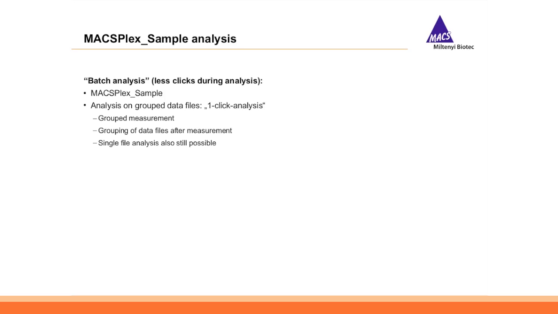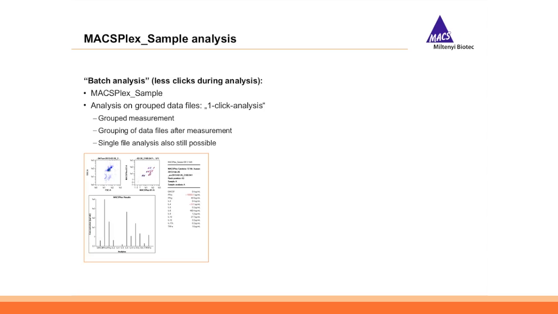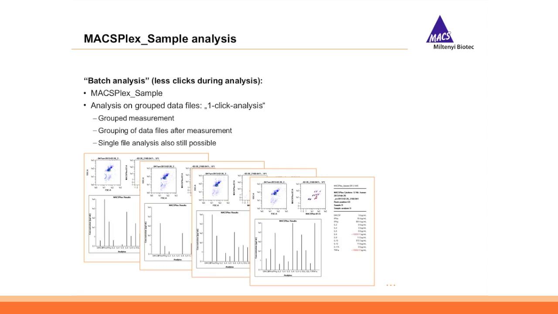So what does that mean? When you select the view with analysis, MACSPlex Sample, in the submenu of your data file, for all positions within this group data file, the analysis is done and the analysis pages are created. So when you group the whole experiment, you have, for example, up to 80 sample positions, and then you have, after your batch analysis, 80 analysis pages in your software, and you can also print them at once. So it is like this.